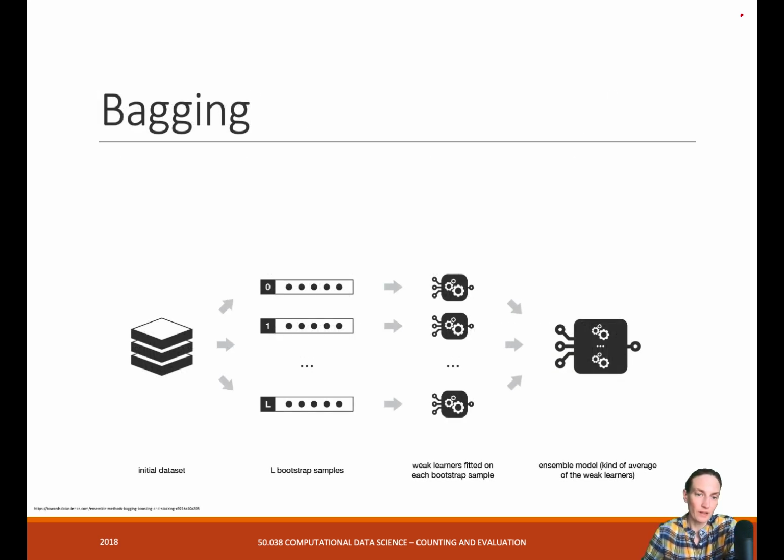So, let's have a look at bagging. Bagging takes a set of homogeneous weak learners. What does that mean? Homogeneous, the same type of classifiers. And it just learns models independently and then combines them following some sort of deterministic averaging process.